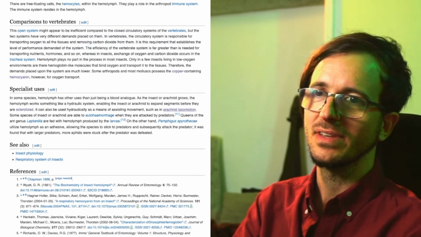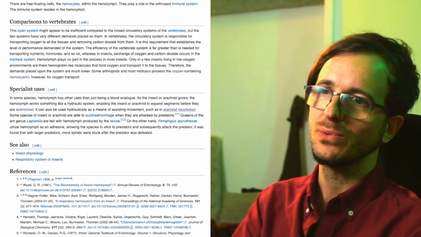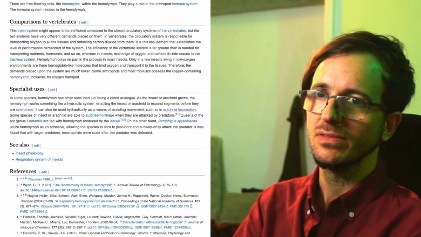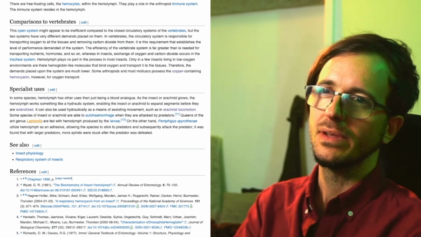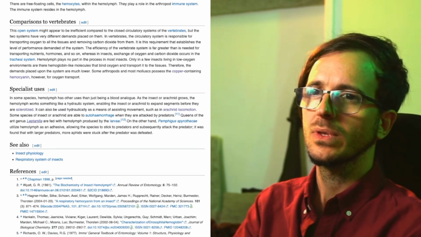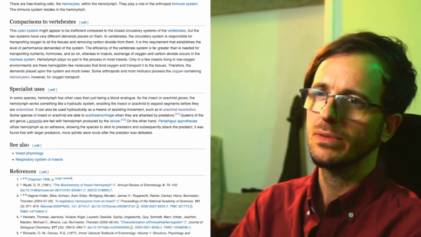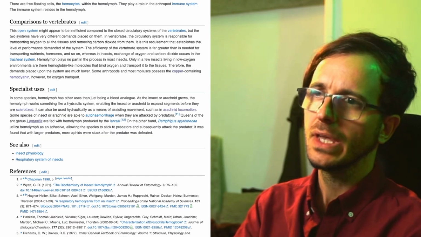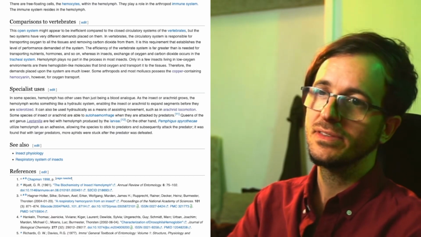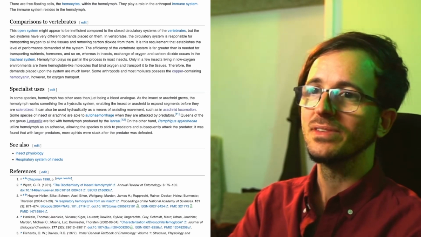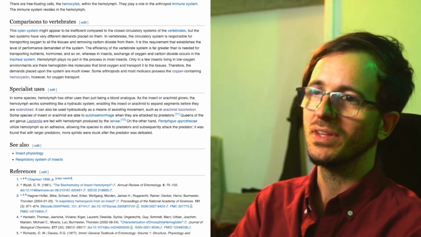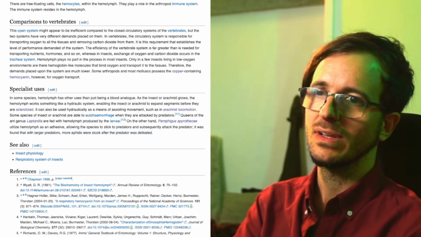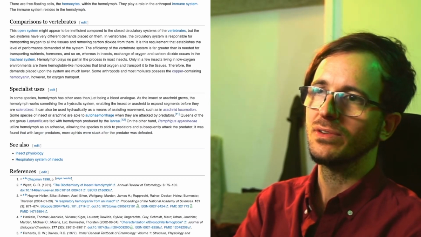Some species of insect or arachnid are able to auto-hemorrhage when they are attacked by predators. Queens of the ant genus Leptanilla are fed with hemolymph produced by the larvae. On the other hand, Pemphigus spirothecae utilize hemolymph as an adhesive, allowing the species to stick to predators and subsequently attack the predator. It was found that with large predators, more aphids were stuck after the predator was defeated.